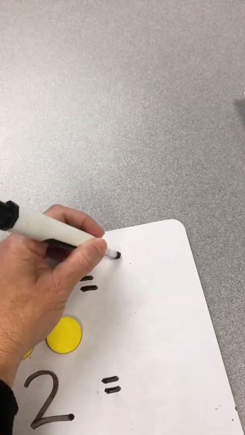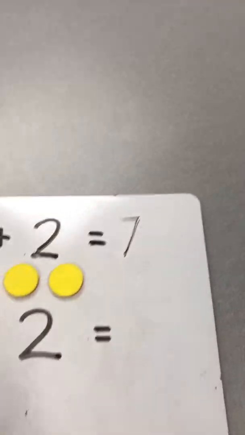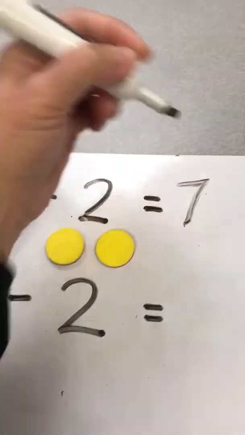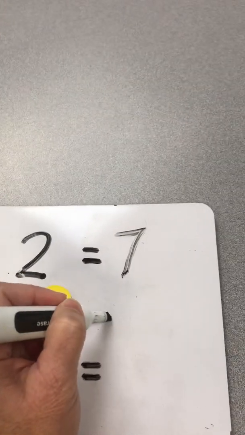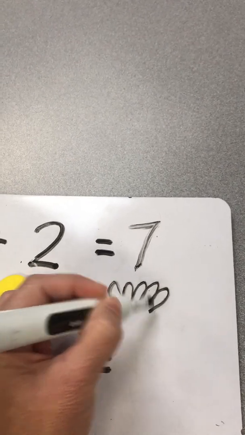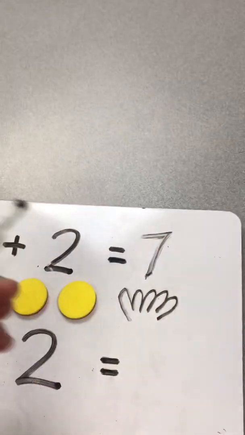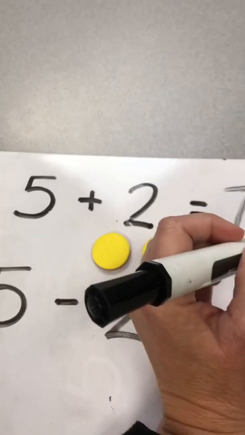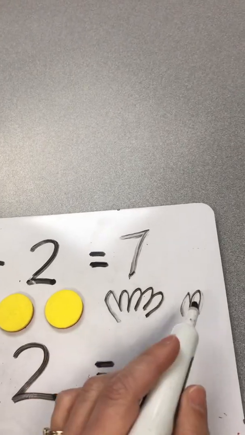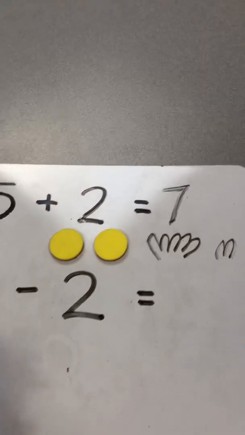You could also use your fingers. I'm holding the camera, so I can't put down both hands, but I can draw it where you put up 5 fingers. 1, 2, 3, 4, 5 fingers, which is your whole hand. And then you put up 2 more. 1, 2, and then you count your fingers. 5, 6, 7. You could do it that way.